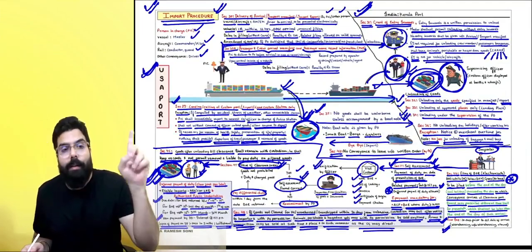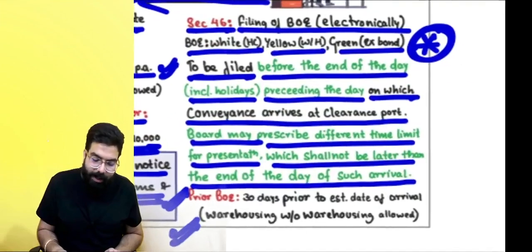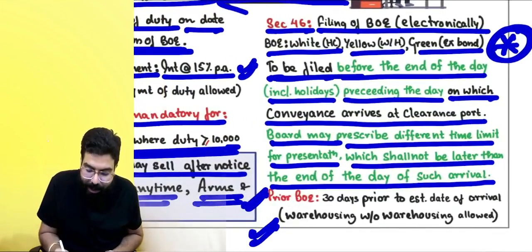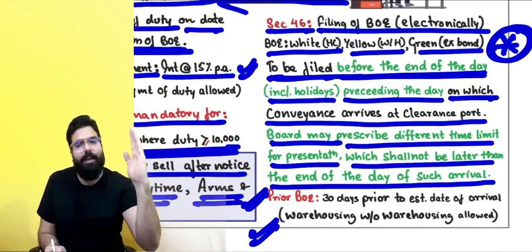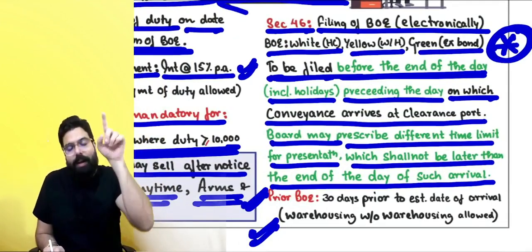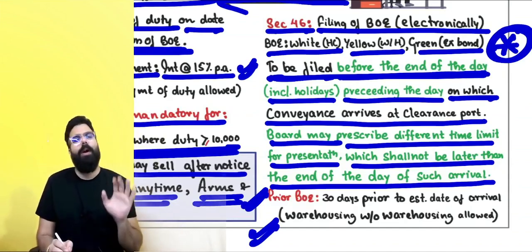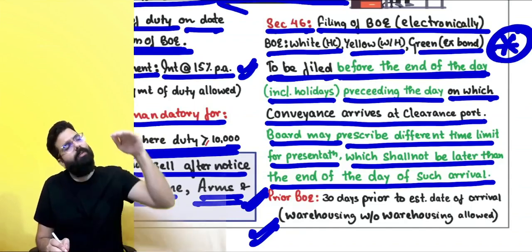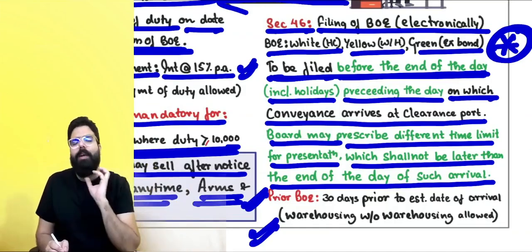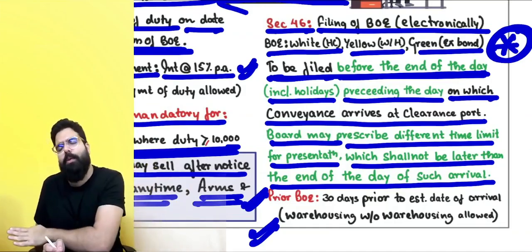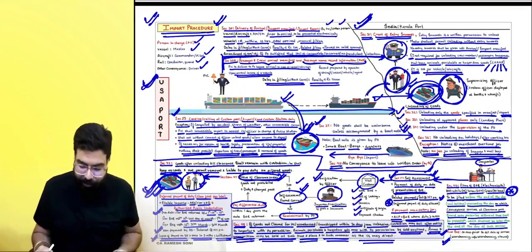Very important, the time limit for filing the bill of entry has been changed. What is the time limit to file the bill of entry? To be filed before the end of the day preceding the day. So if the vessel is going to arrive one day early, you have to file the bill of entry. But the board can say, today the vessel is going to arrive, so by the end of today you should file your bill of entry. Or, sir, prior bill of entry, 30 days prior to arrival, is also allowed. Here we are done with your import procedure.